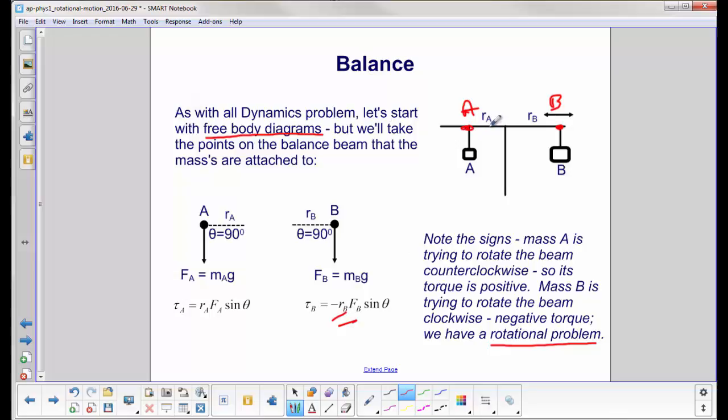Why? A is trying to rotate about this pivot point in a counterclockwise direction. So we give that a positive sign, or leave the sign out, same thing. B is trying to move it in a clockwise direction. So that is a negative torque. And right here, you can see the negative.